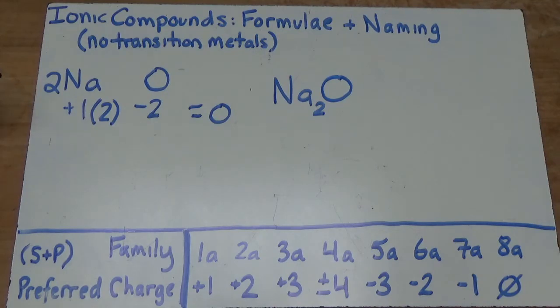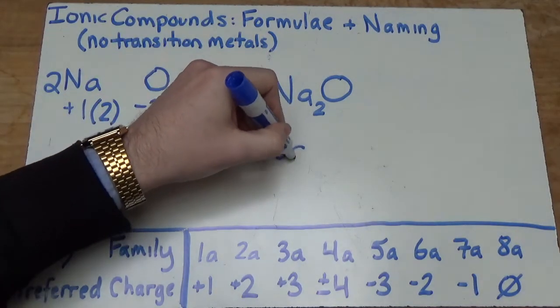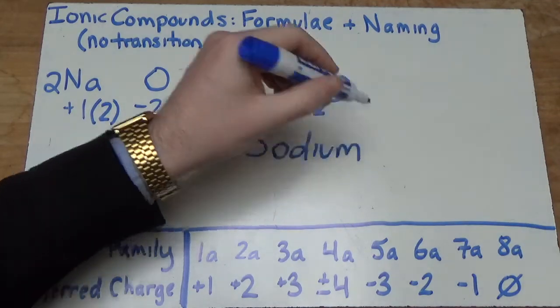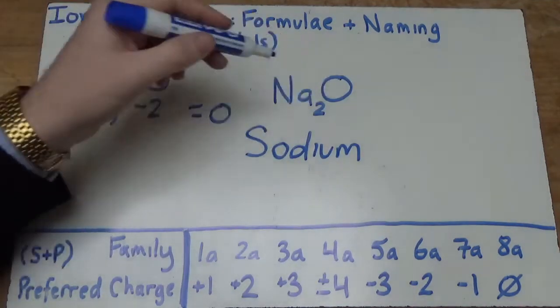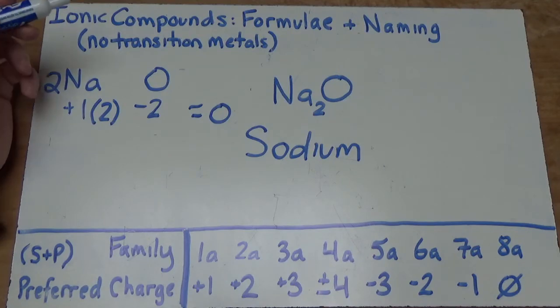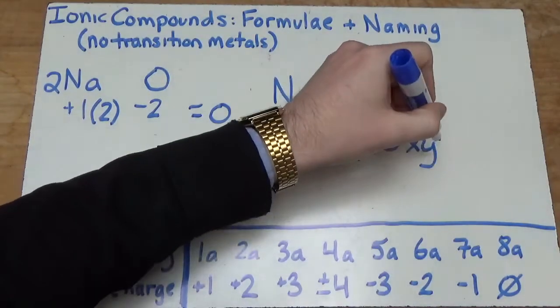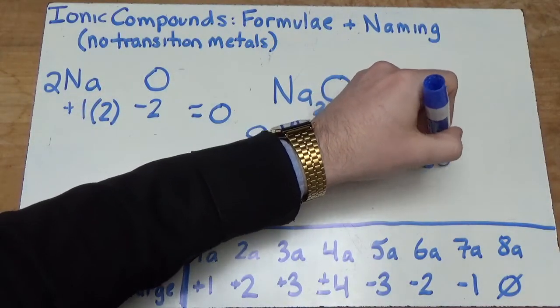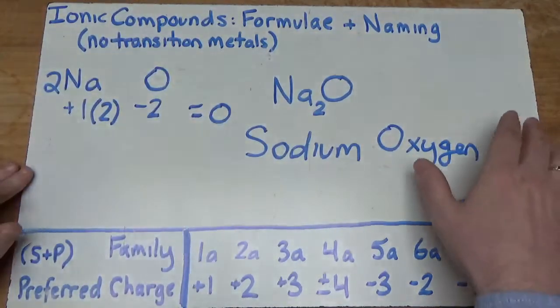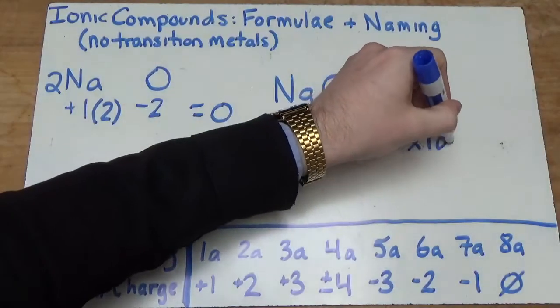The name of this is very simple. The name of simple ionic compounds is simply the name of the metal, sodium, and the name of the nonmetal with the ending changed to "ide." So instead of oxygen, we're going to write sodium oxide.